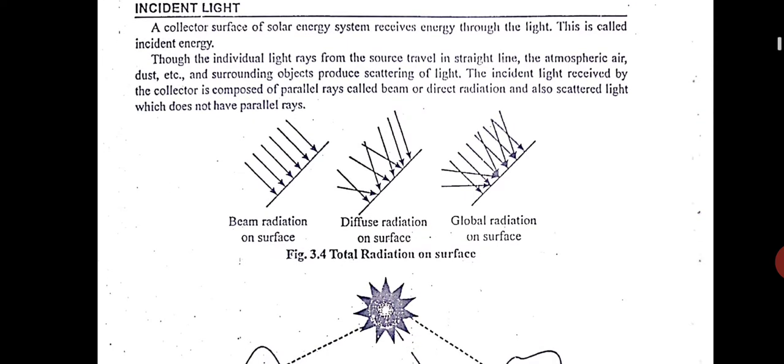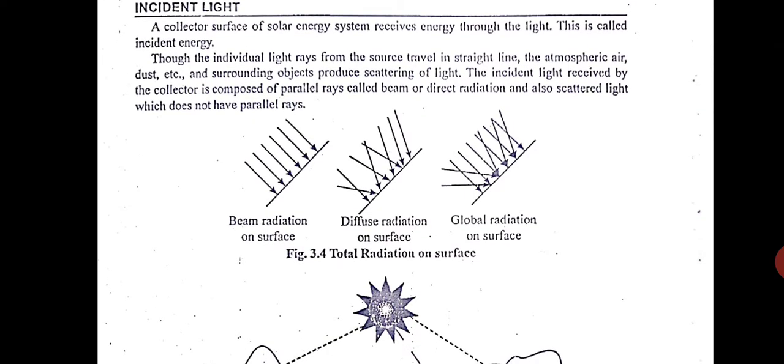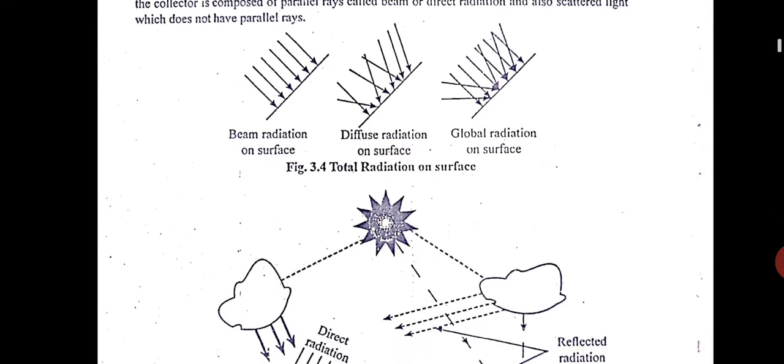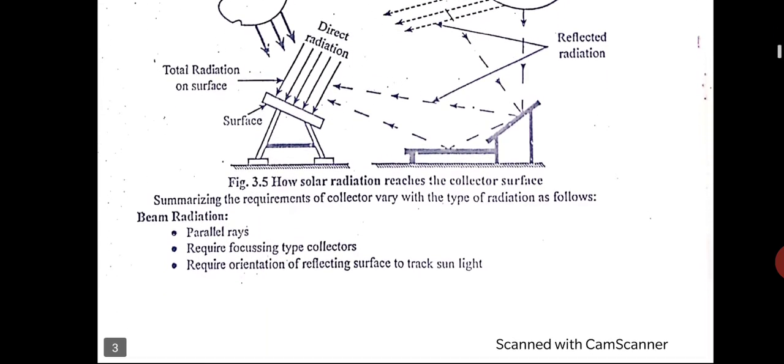So if you can see here, the left side is direct beam radiation. Beam radiation is a direct radiation coming from the sun. Diffuse radiation is after reflection, what is coming. And if you join both of them, beam radiation and diffuse radiation, you get something called global radiation. Global radiation is the sum of beam radiation, that is direct, as well as indirect, which is coming after reflection.